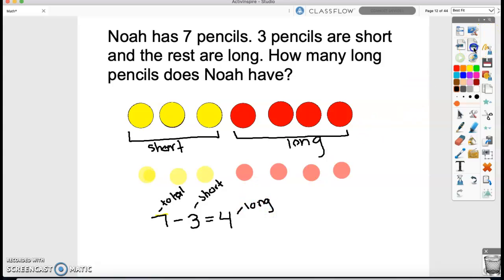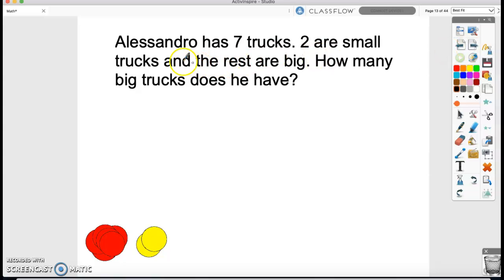Let's go to our next problem. Let's read what it says. Alessandro has 7 trucks. 2 are small trucks, and the rest are big. How many big trucks does he have? So the first thing I'm going to do is model this with my counters.